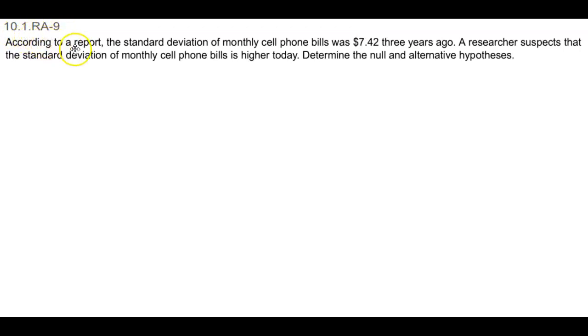10.1.RA-9. According to a report, the standard deviation of a monthly cell phone bill was $7.42 3 years ago. A researcher suspects that the standard deviation of monthly cell phone bills is higher today. Determine the null and the alternative hypothesis.